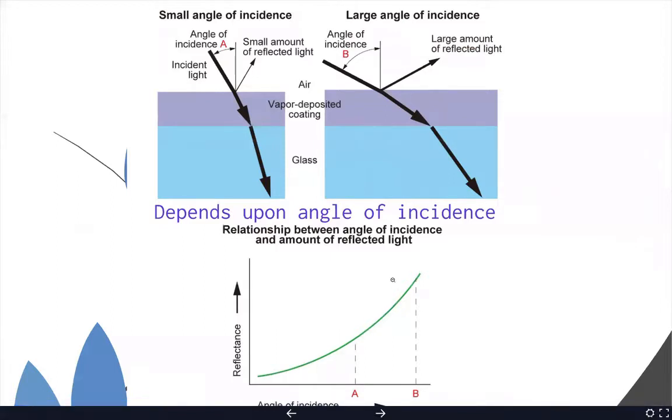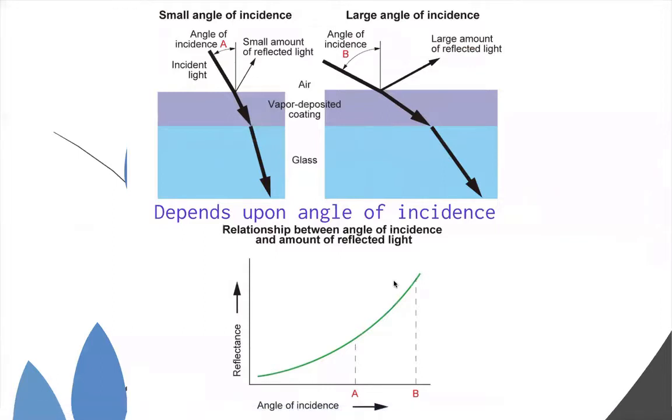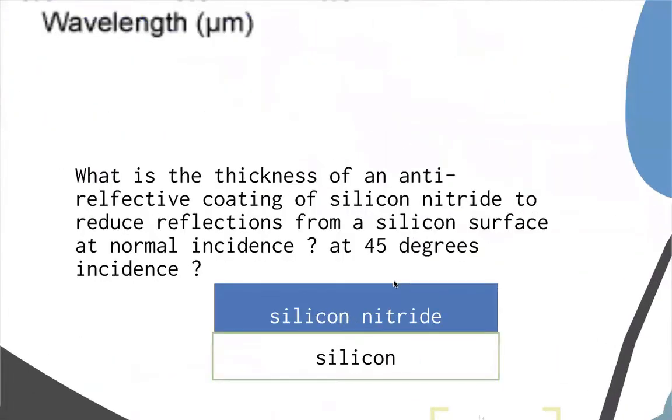So when we try to design anti-reflection coatings, it's very important to think about these things, right? What wavelength are you intending to use this device with? And also with what angles of incidence? Because it's not really possible to design an anti-reflection coating which will work at all wavelengths and at all angles. There's always some compromise. So it's always a design problem.